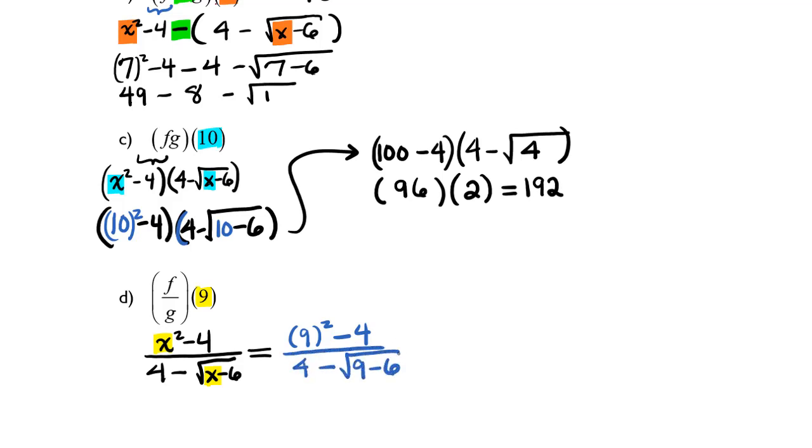That gives me 9 squared minus 4 over 4 minus the square root of 9 minus 6. Well, when we have 81 minus 4, that's going to give us 77 over 4 minus the square root of 3. And that's not a very nice answer. You could also rationalize this denominator, but I'm not going to make you do that. If you get this far for today, that is awesome.